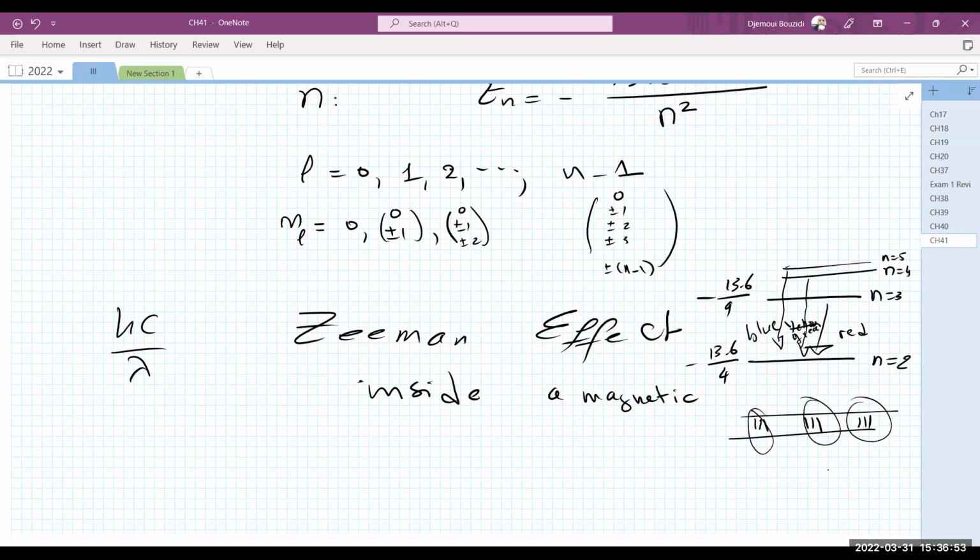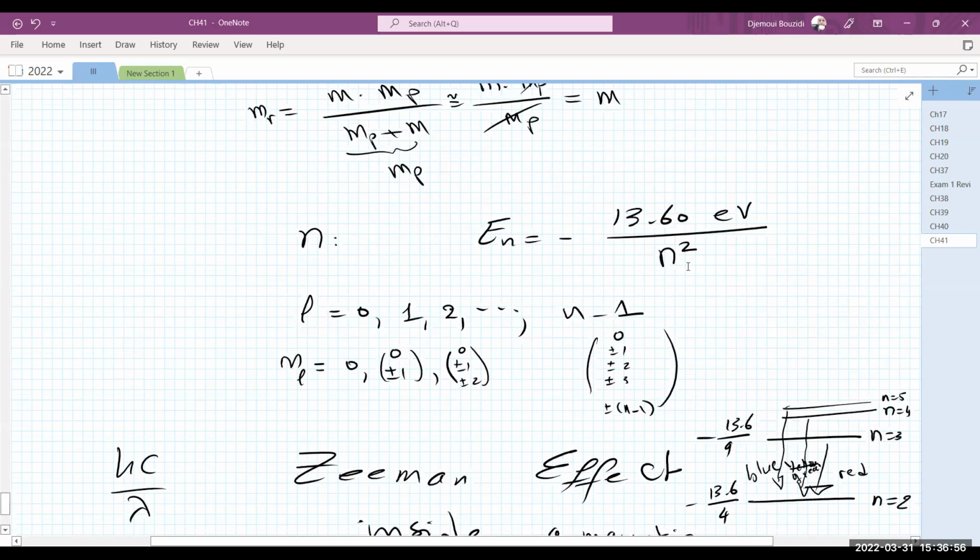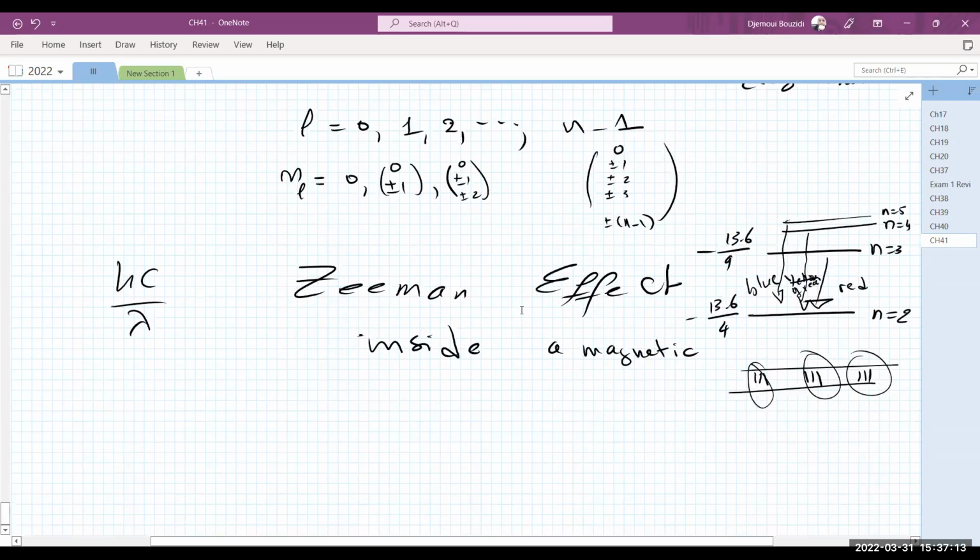Okay, so look at the energy in here. It does not depend on L and M, so it's really degenerate. Meaning, for different values of L, all of the energies are the same. Let me look at n equals 3, for example. For n equals 3, L can be 0 or 1 or 2. Remember, we stop at n minus 1.